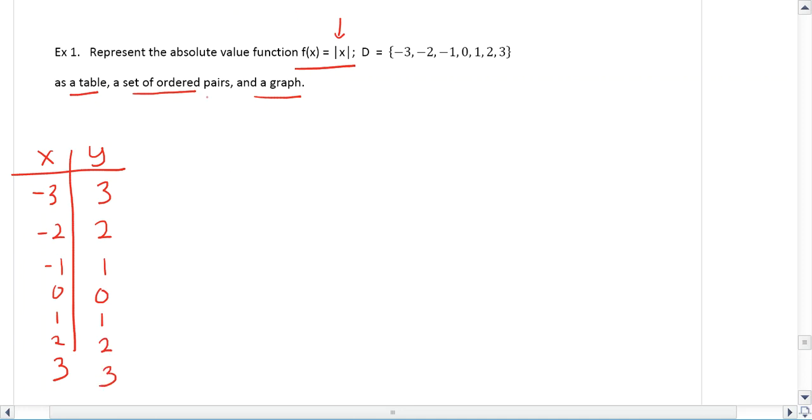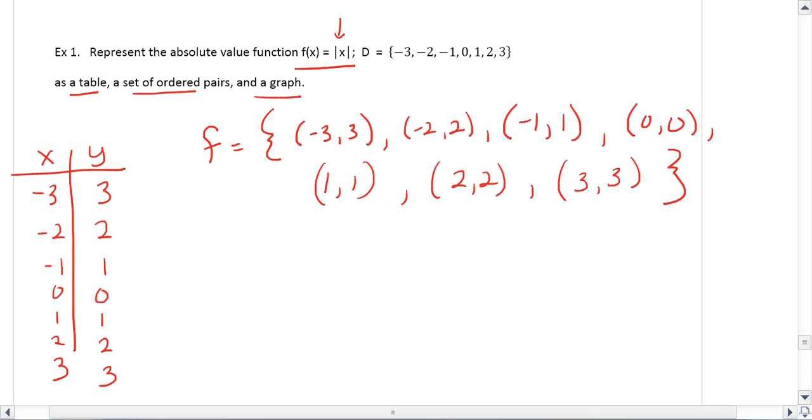So now let's write this as a set of ordered pairs. You know that we use set notation to write these pairs, so we'll put -3, 3, -2, 2, and so on, putting each input with its output and using those brackets. I can't do very well for a set notation. Okay, the third thing we're asked to do is graph this.